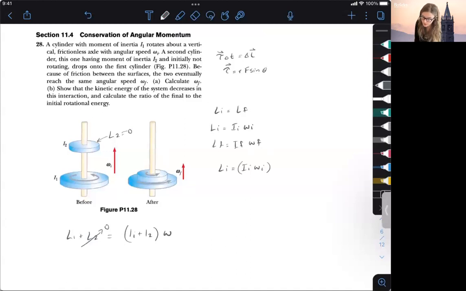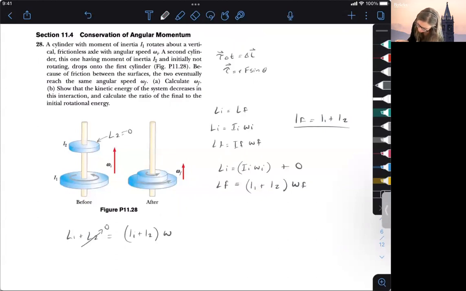angular momentum, okay? So this is our initial value, so we're going to set this guy, this is our initial value, okay? So this plus 0, right, for L2, because it's not rotating in the beginning. And then for the final value, we have I1 plus I2, right? Times some shared Wf, okay? So I final is equal to I1 plus I2, right?